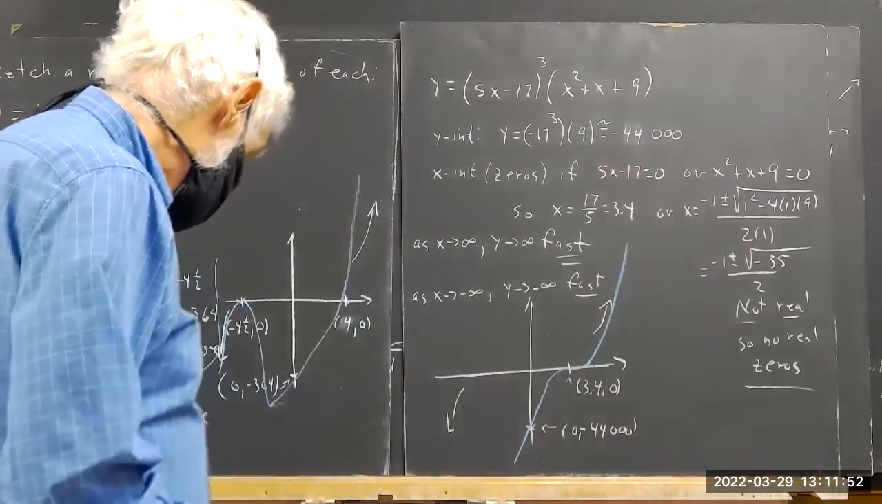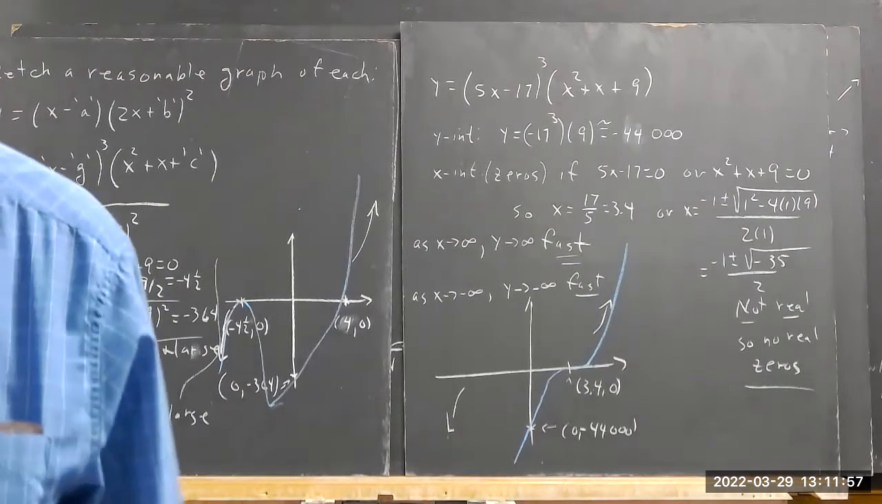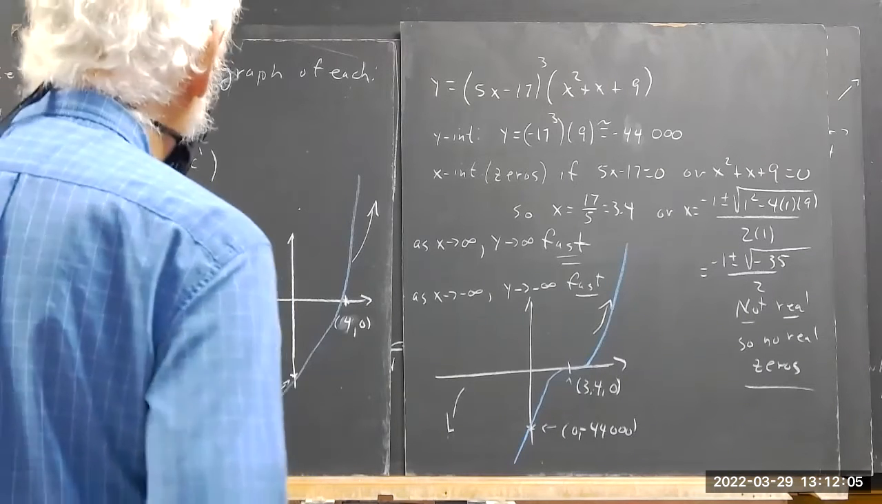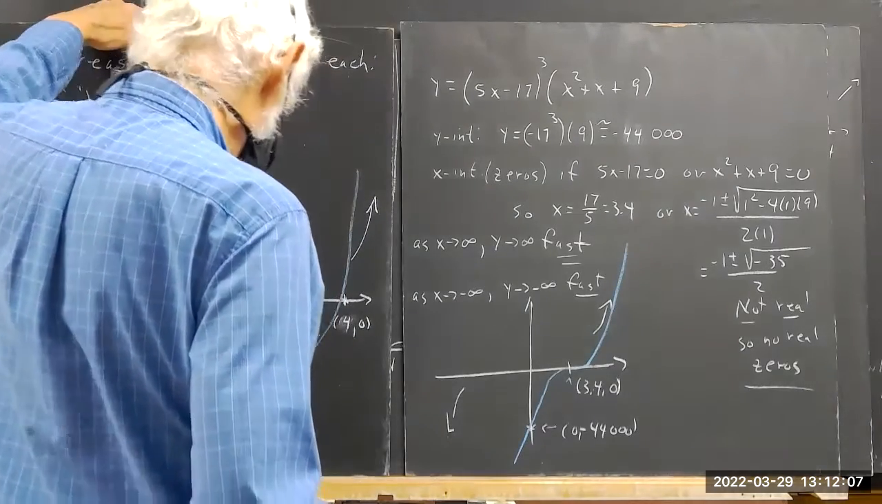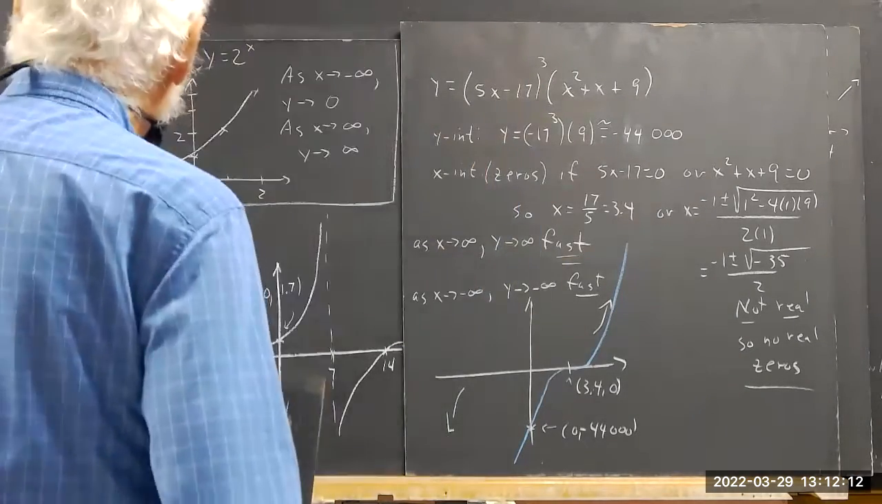Okay, so that's kind of it for graphing polynomials. Now, this leads us into the next assignment, which is actually a pretty easy assignment. And in this assignment, you're going to be asked to find complex figures. Okay.